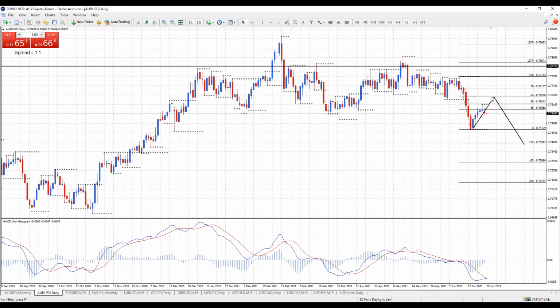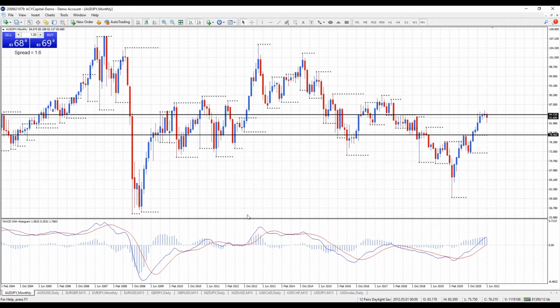Now with that in mind, that's negative obviously for the Aussie US dollar, and the Aussie yen tends to follow the same kind of trend. So with that in mind, if I'm going to be seeing negativity on the Aussie US dollar, then bear that in mind as we go through a top-down analysis of the Aussie yen.